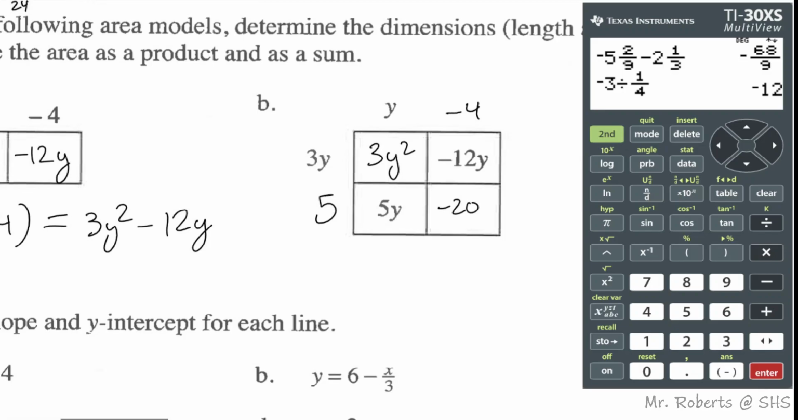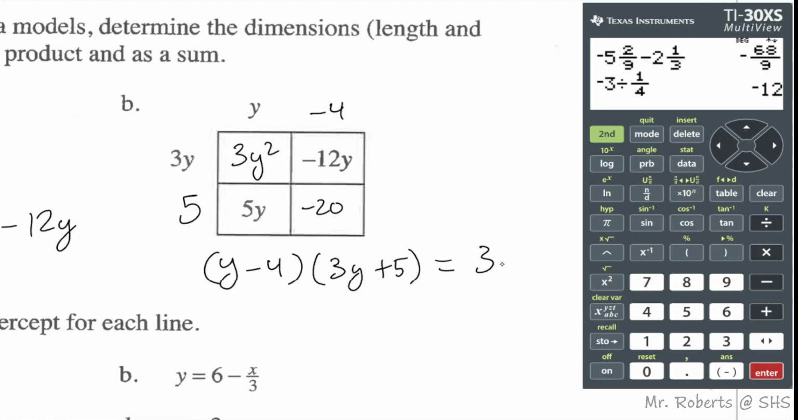So what problem is this? The problem is y minus 4 times the quantity of 3y plus 5. When you multiply that, what do you get? You get 3y squared. Now these two are like terms. They can be combined. 5y and negative 12y is going to be minus 7y and then minus 20. So the product of y minus 4 and 3y plus 5 is 3y squared minus 7y minus 20.